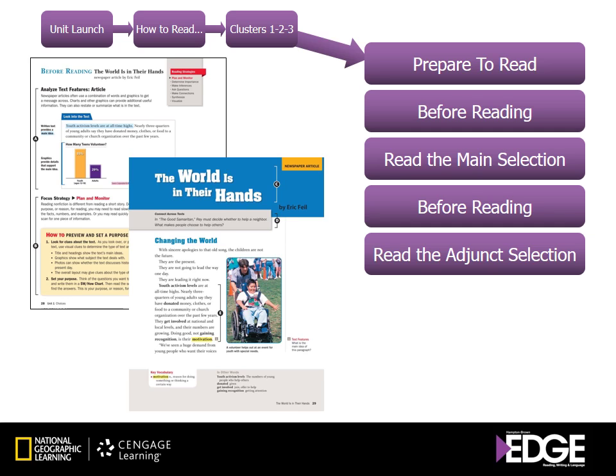Now it's time to move on to the adjunct selection, which has its own before reading lesson because students will be working with a different genre, and therefore they will focus on a new literary element and another element of the overarching reading strategy. Instruction for the adjunct selection follows the same pattern we just saw in the main selection.